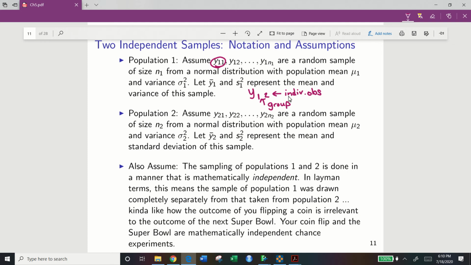Finally, the last of these assumptions. We must also assume that the sampling of populations 1 and 2 is done in a manner that is mathematically independent, meaning they're not dependent. In layman's terms, this means that the sample of population 1 was drawn completely separate from that taken from population 2. Kind of like how the outcome of flipping a coin is irrelevant to the outcome of the next Super Bowl. Your coin flip and the Super Bowl are mathematically independent chance experiments.